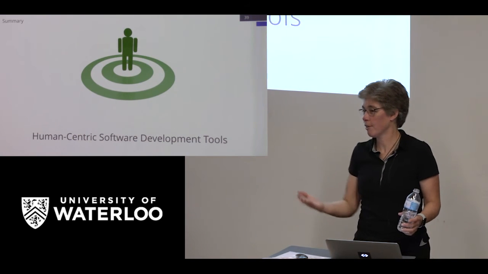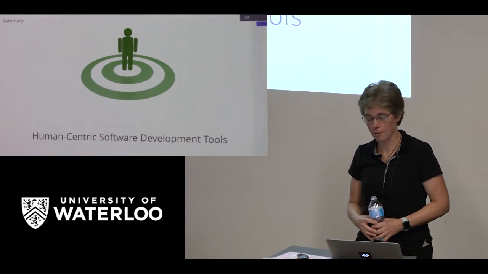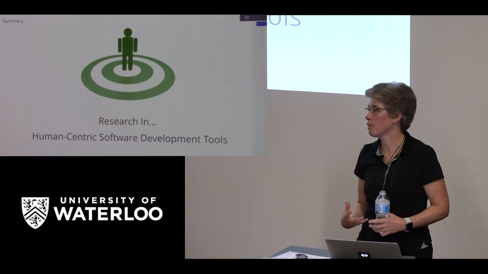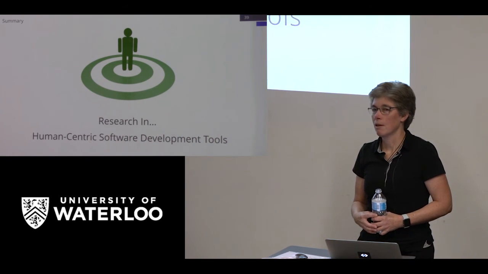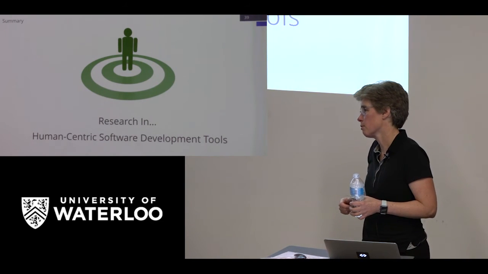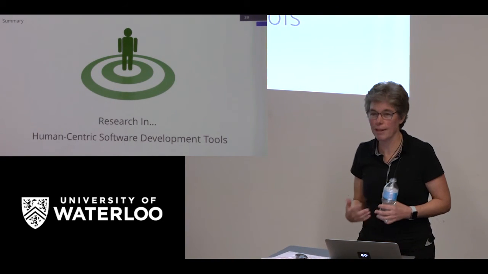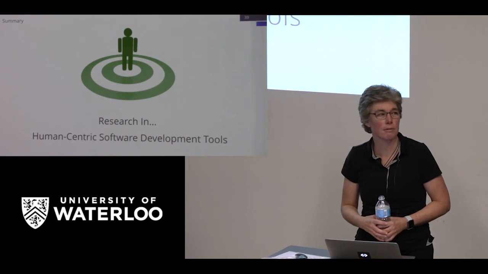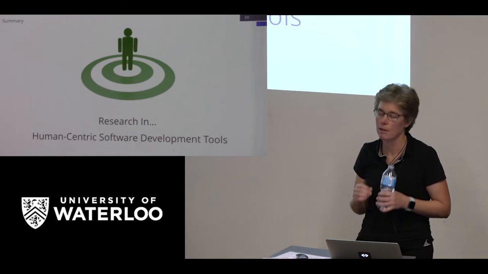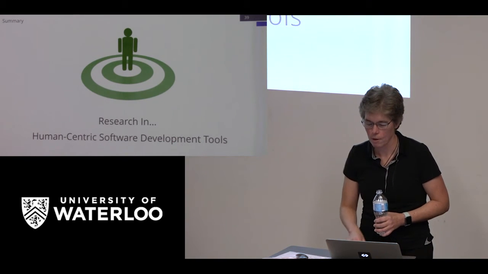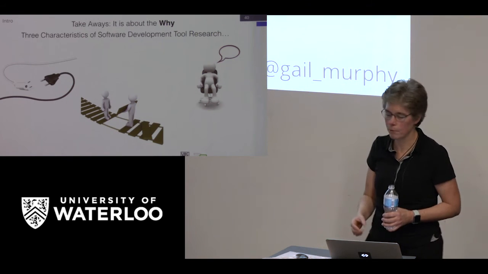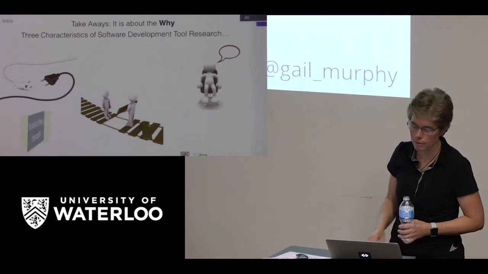So hopefully I've clarified a little bit about human-centric software development tools, and more importantly, what it means to do research in this space. And I think we need to do a better job of not just doing research about inventions, but research about the innovations that are happening in practice. Because there are tools that are widely used, and they're widely used for a reason, and we don't know why. So really, remember, it's about the why when we're doing research in this area.